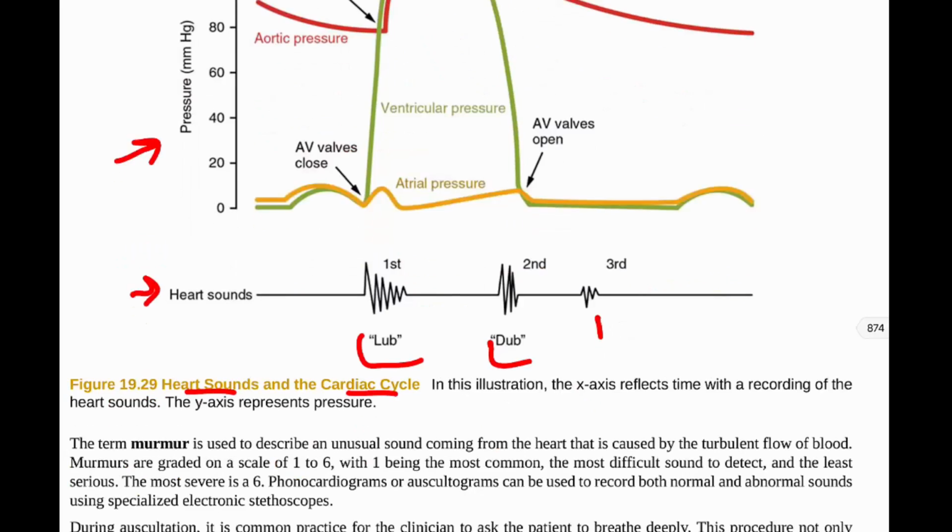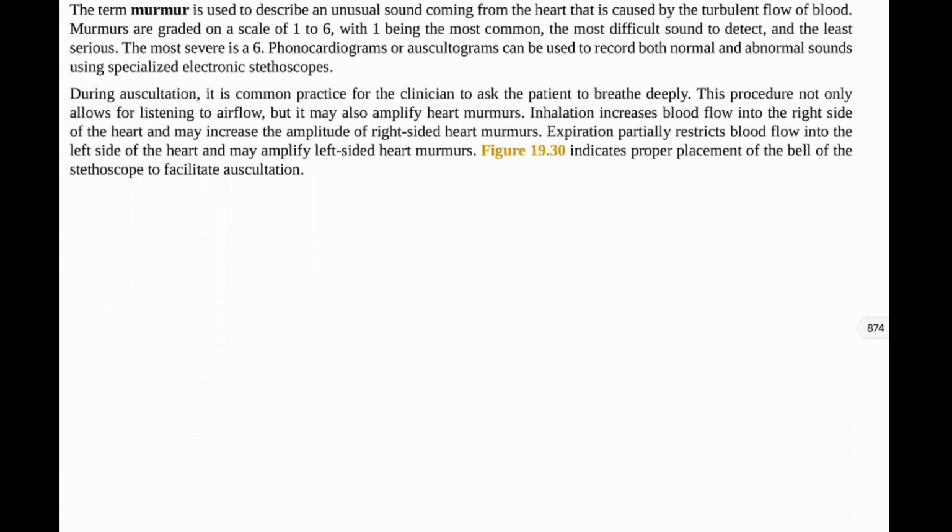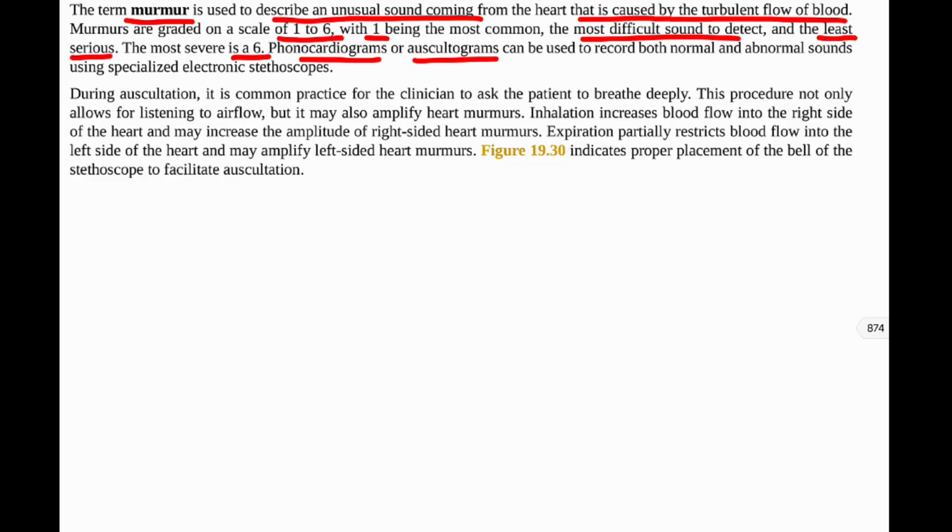Lastly, in the heart sounds, there's a murmur. So a heart murmur, which you've probably heard of, is a term used to describe an unusual sound coming from the heart that is caused by turbulent flow of blood. So murmurs are graded on a scale of 1 to 6. 1 is the most common, which would also be the most difficult sound to detect because it's more common and is also less serious. And then the most severe is a 6. Phonocardiograms or oscillograms can also be used to record both normal and abnormal sounds using specialized stethoscopes.